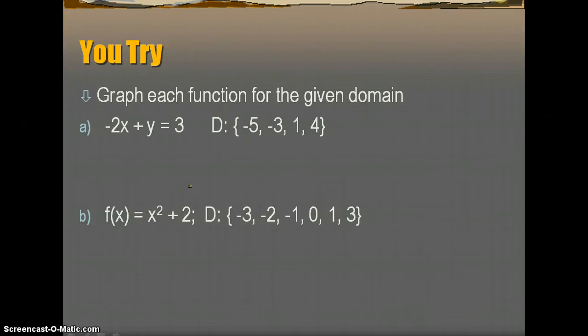You try. Graph each function for the given domain. Negative 2x plus y is equal to 3, for the domain negative 5, negative 3, 1, and 4. And then f of x is equal to x squared plus 2 for the domain negative 3, negative 2, negative 1, 0, 1, and 3. The overall goal is to get an idea of what the shape would be of the function itself, but again, do not connect the points. Please make sure you show all your work, and that is the end of this video.